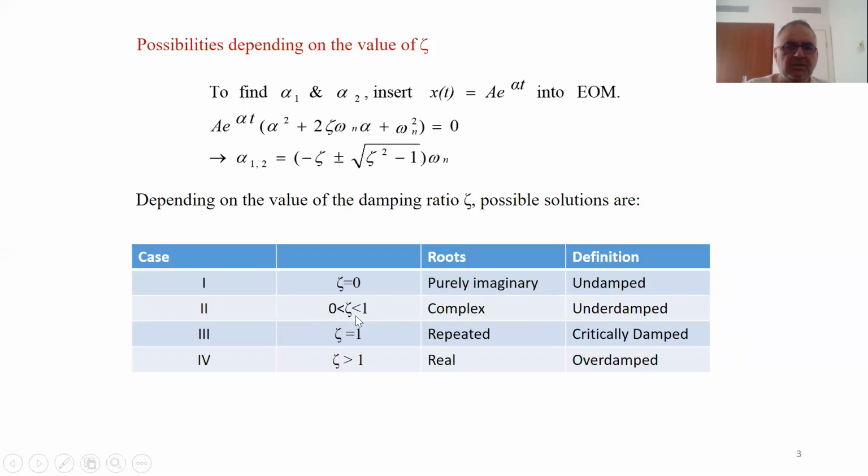More interestingly, if the damping ratio is between 0 and 1, that is, if zeta squared is less than 1, the term inside the square root is negative. So you have complex roots, and we have an underdamped system. If zeta is 1, the square root term just cancels, so the roots are minus zeta times omega n, and they are repeated. Such a system is called critically damped. And if zeta is greater than 1, the roots are real, and the system is overdamped.